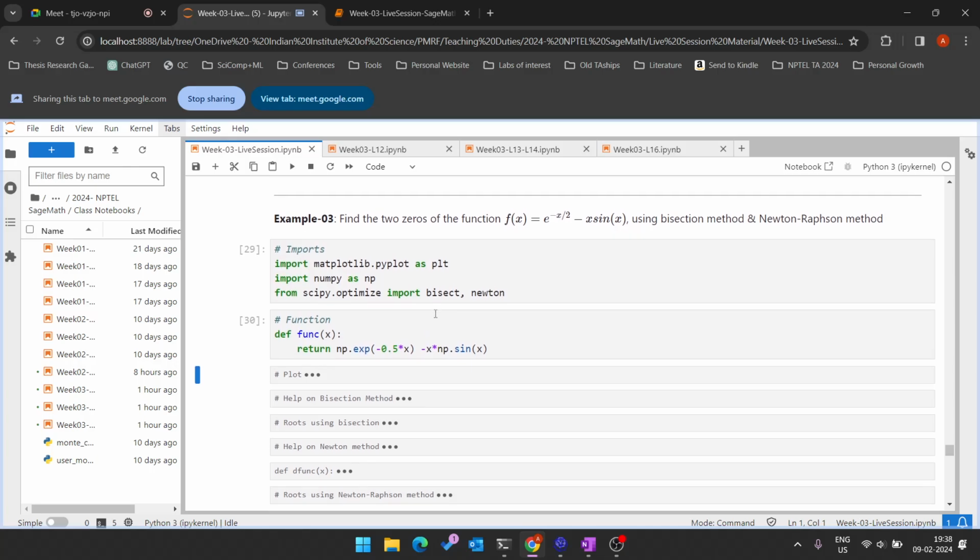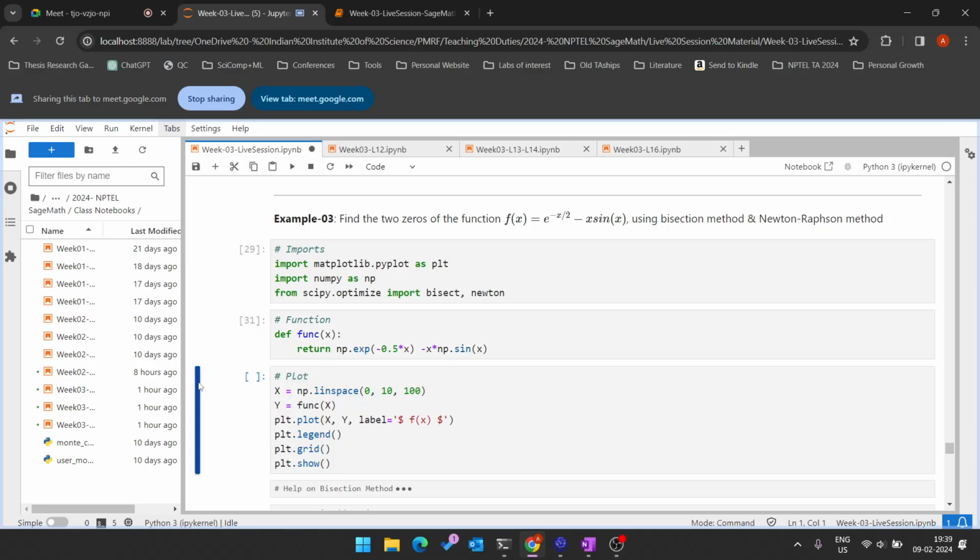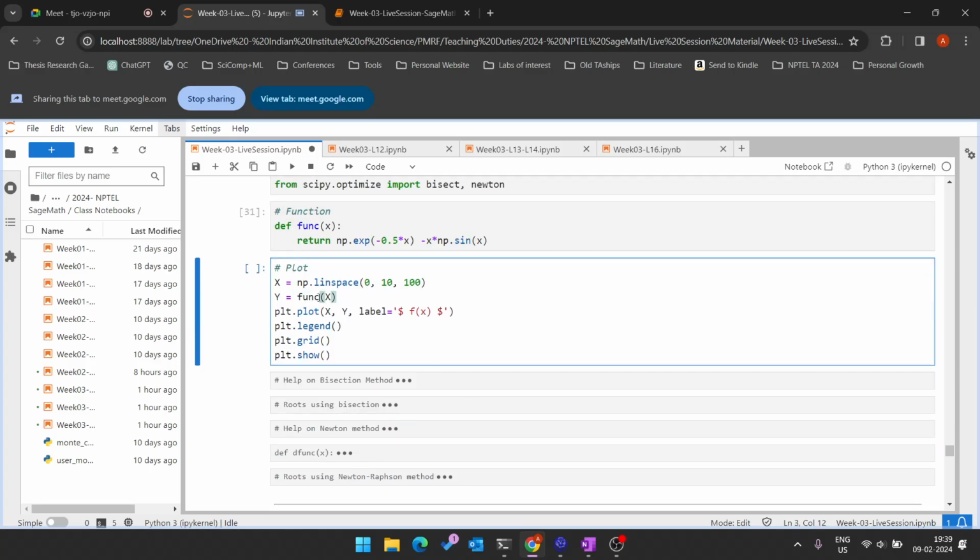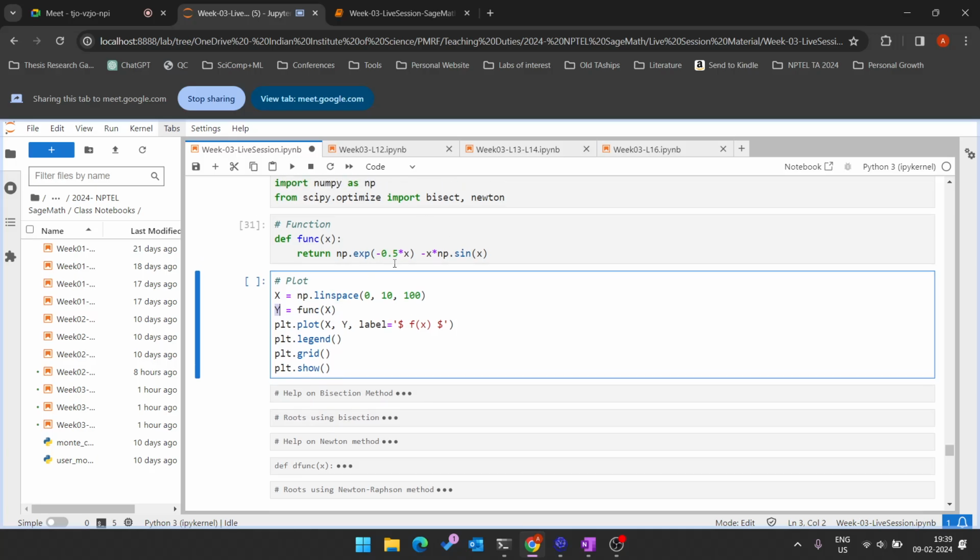So the next step is to define a function f of x which basically returns e raised to minus x by 2 minus x into sine of x. So this is my function. Now I want to plot this function for a given domain. So 0 to 10 with 100 points is my x array, and my y array is func of x. Directly I can feed this numpy array and it will calculate for each of the points in the numpy array. Then I will plot this using a line plot, and I'll also plot a grid. This is important because I want to see where the curve cuts the line y equals 0.